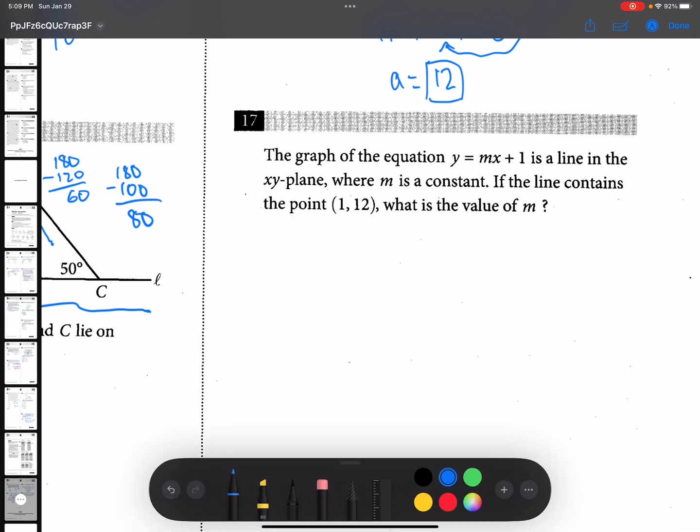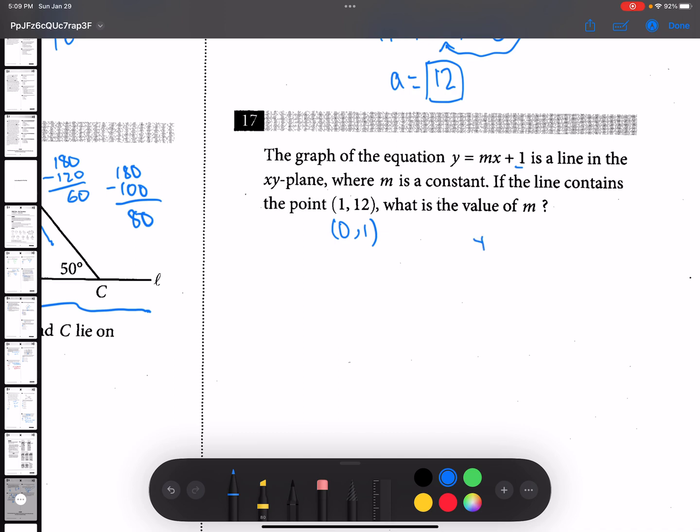The graph of the equation y is equal to mx plus 1 is a line in the xy plane where m is a constant. If the line contains the point 1, 12, what is the value of m? Okay, so it contains that point. We don't know what m is, but it's a constant. Definitely we know that it contains this, but it also does contain our y-intercept, 0, 1.